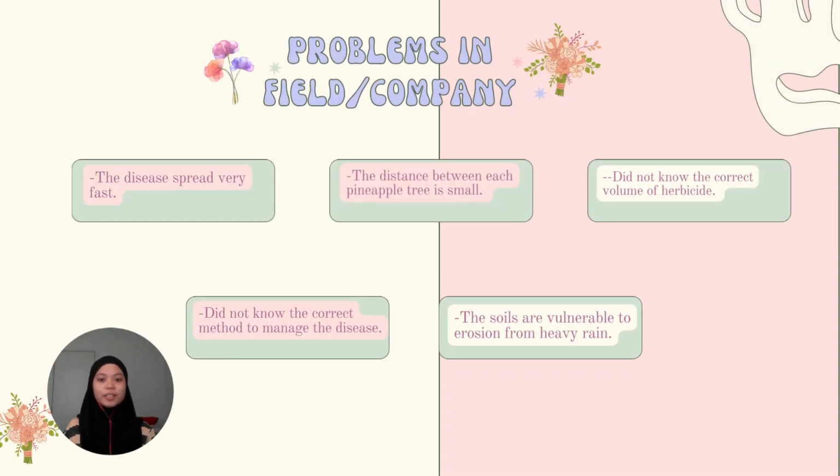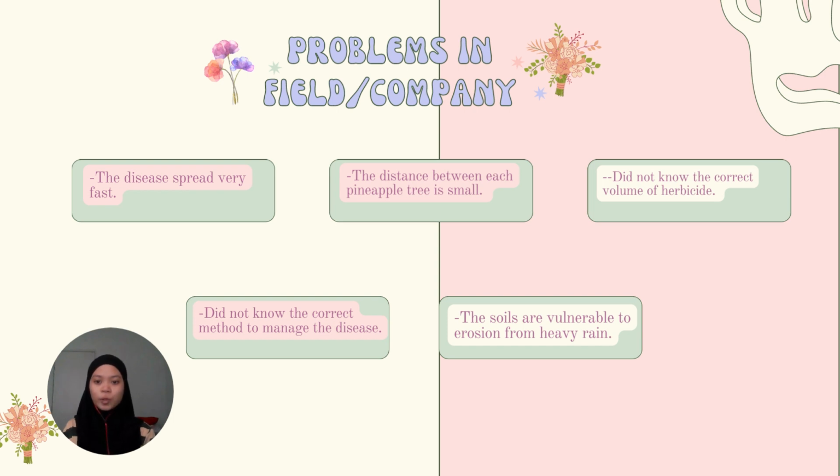The problems that we face in the field are, first, the disease spreads very fast. Second, the distance between each pineapple tree is small. It will have the effect that the disease will be easy to spread to other pineapples due to the planting distance being too close. Third, we did not know the correct dosage of herbicide. This is because we were only exposed to the types of herbicide but not exposed to the dosage to be used for each herbicide.